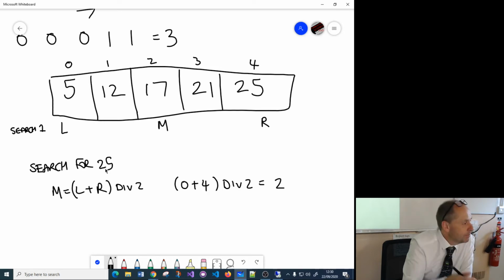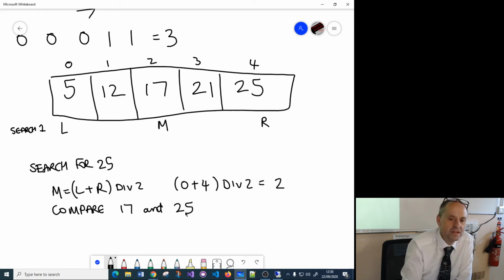Okay, so we look at that middle position. So we compare the middle. So I'm going to compare 17 and 25. Are they the same? Right. Is 25 bigger or littler than 17? It's bigger. So which part of the list are we going to ignore? The left. We don't need to look at 5 and 12. They're smaller than 17, so it can't possibly be those.